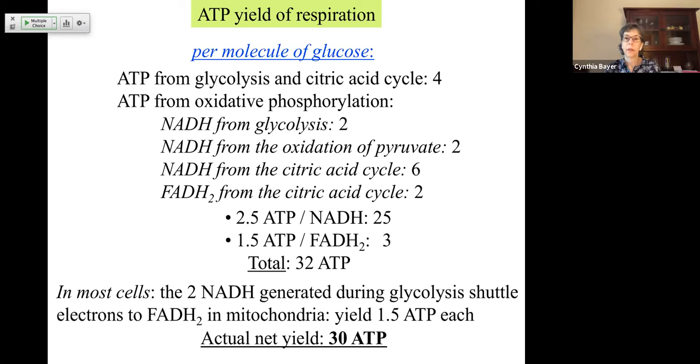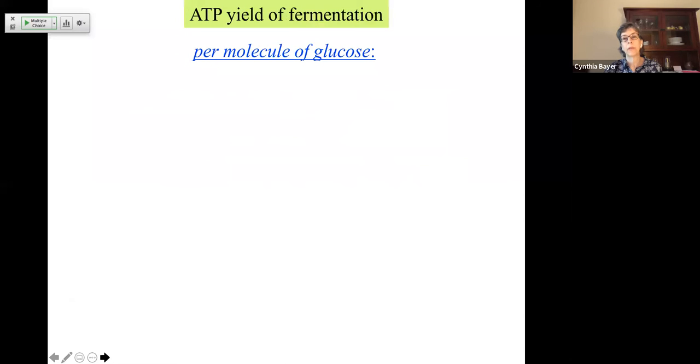All right. So we're adding up all our ATP here. We've got 4 plus 25 plus 3, 32 ATP. Now let's compare the yield of ATP from aerobic respiration and compare that to fermentation. Remember, fermentation occurs in the absence of oxygen, and so all of the ATP arises just from glycolysis. So how much ATP is generated by glycolysis?